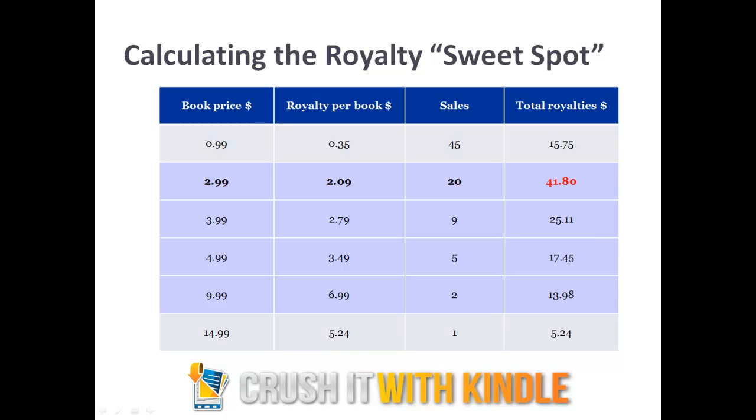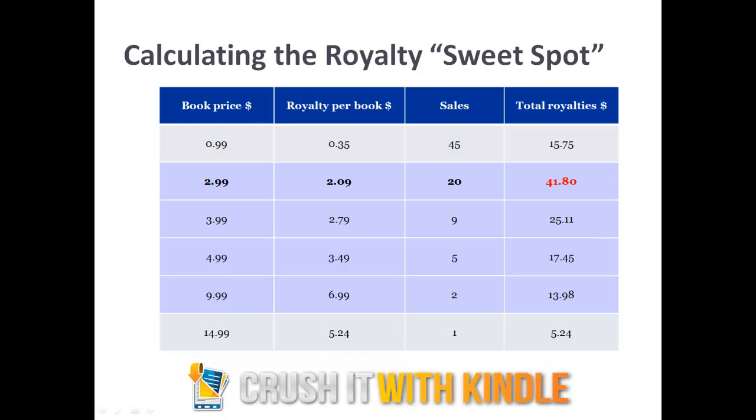Those prices from $2.99 to $9.99 all fall into the 70% royalty bracket. And I've highlighted that by shading them in a darker blue than the prices that are in the 35% royalty bracket. So straight away you can see that in terms of total royalties, the royalty sweet spot is $2.99. And I've highlighted that on the table there in red. In this example, you're getting $41.80 in royalties compared to just $25.11 at the $3.99 price point and only $15.75 at the 99-cent price point.